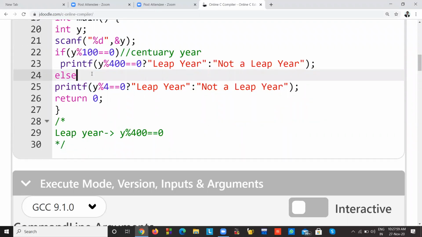Y percentage 100 not equal to y percentage 0. Okay, good. I mean, if the year is not divisible by 400, we will come to else. That means it is not a century year, a non-century year.